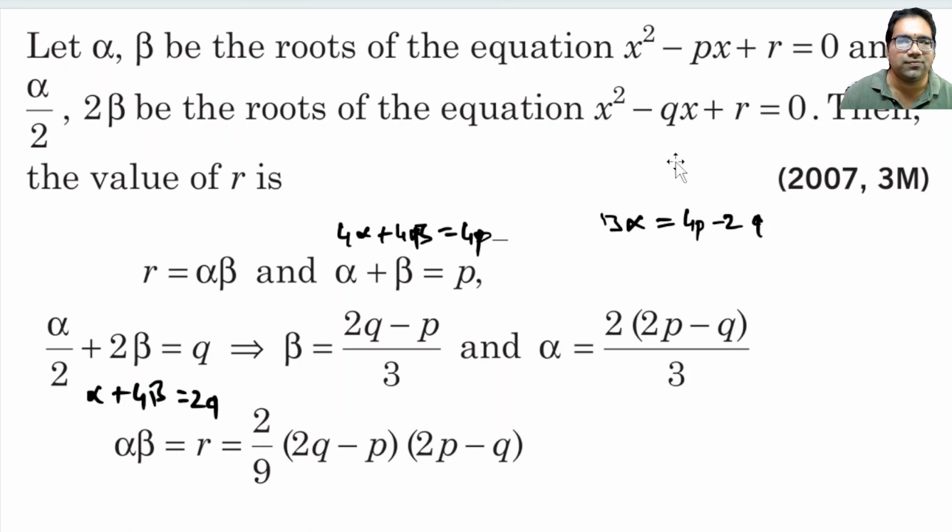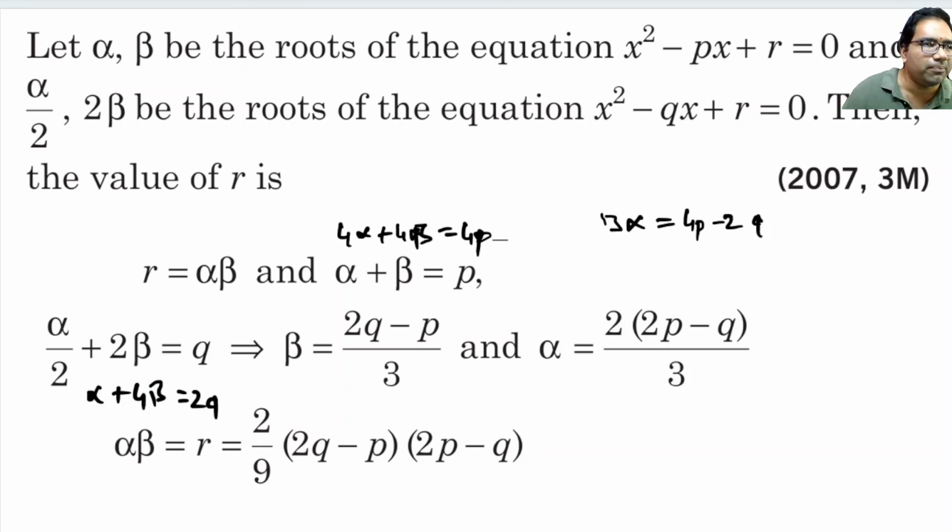What is r? r is finally our alpha beta. This is what we are looking for. What is our beta? 2q minus p by 3. Alpha is 2 into 2p minus q by 3, and beta is this. So the product of these is equal to r. That is nothing but 2 by 9, 3 into 3 is 9, times 2q minus p times 2p minus q.